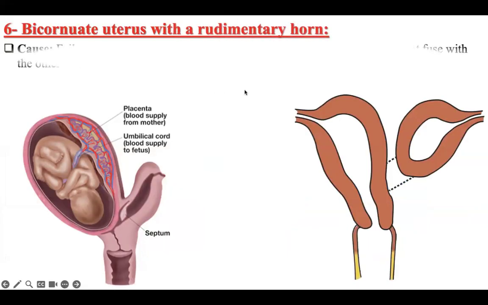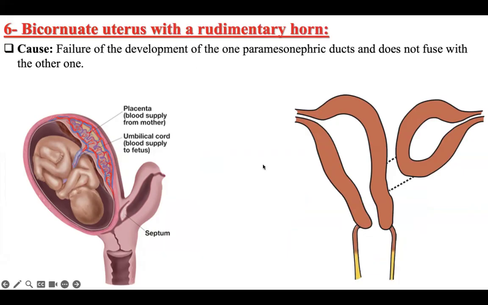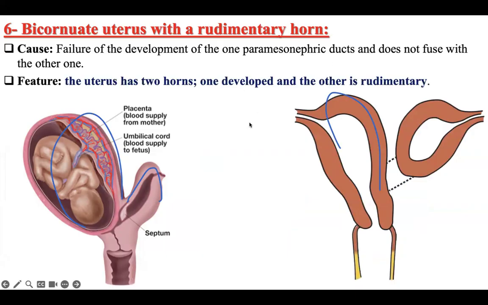Okay, what else? Bicornuate uterus with rudimentary horn, the same as we said before. Here we have a uterus and one is rudimentary. So two horns, one is developed and the other is rudimentary.